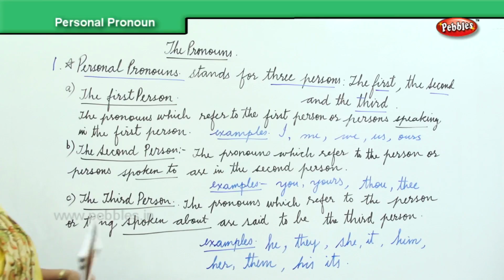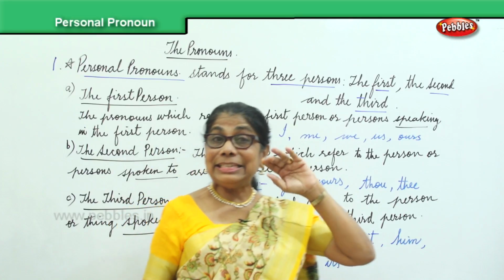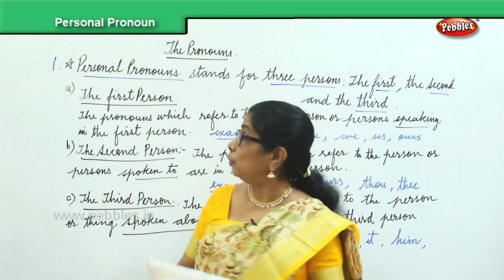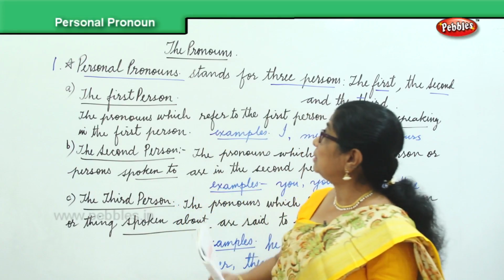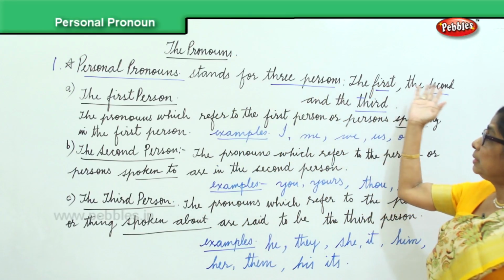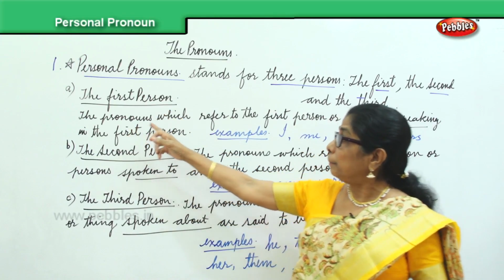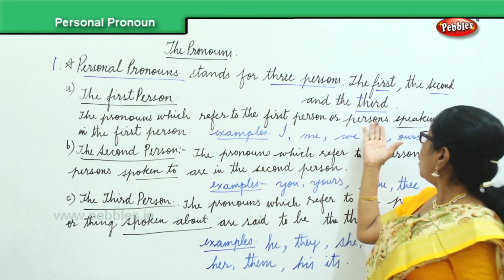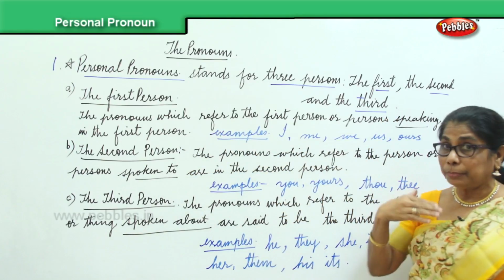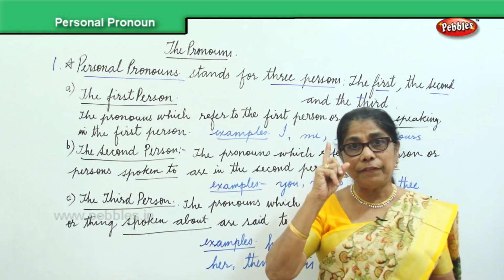Now, let's look at all the three persons. We are talking about pronouns. The pronoun has 9 divisions, 9 kinds of pronoun. The first that we are doing is the personal pronoun. The personal pronoun stands for 3 persons: the first person, the second person, and the third. When you say the first person, the pronouns refer to the person or persons speaking. Example: I, me, we, us, are all of the first person.